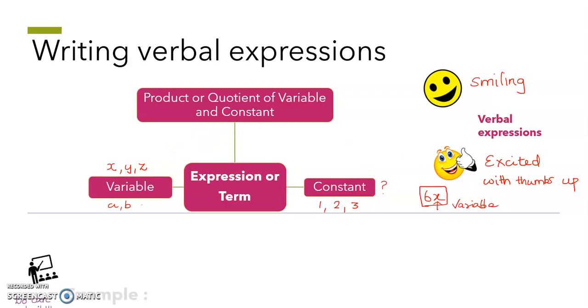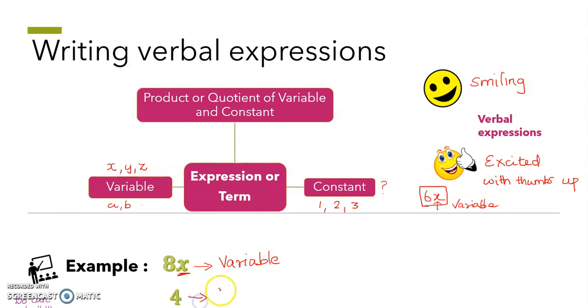So now let's practice too. What is 8x? Just now we saw it, right? It is a variable because it has a letter x. Now if I give you another question, 4, what is it? Exactly, it is a constant. So I hope you understood the difference between a variable and a constant. Let's move on.